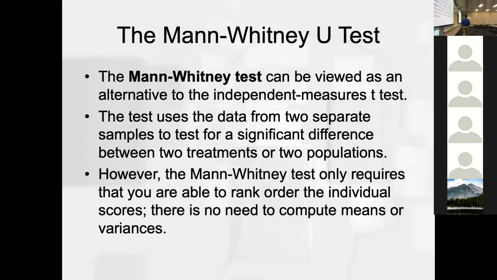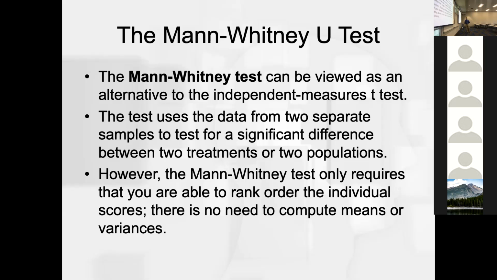All right, so let's dive into them a little bit here. The Mann-Whitney U Test, like we just mentioned, can be viewed as an alternative to the independent measures t-test. So you would be using the Mann-Whitney test if you had a sample that was pulled from a population that has a non-normal distribution. We would also typically use the Mann-Whitney test if you had less than about 15 people in each condition.